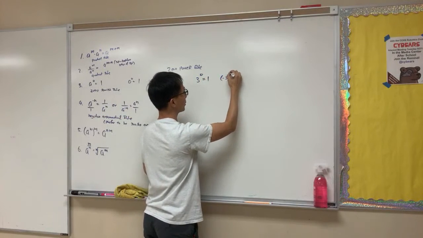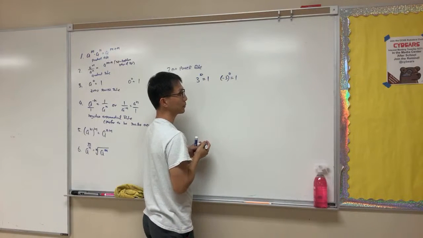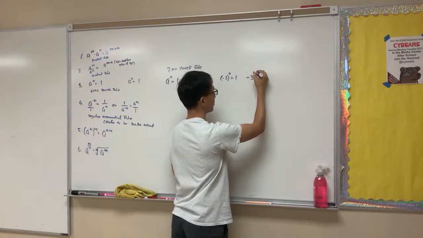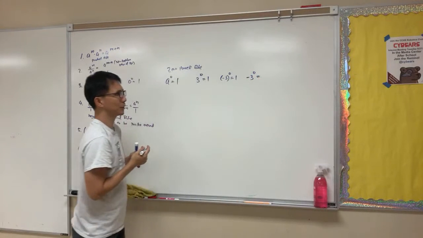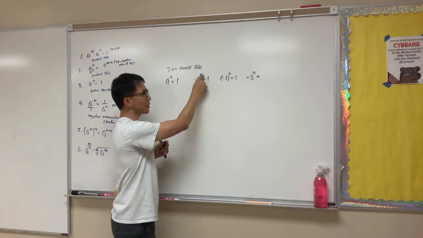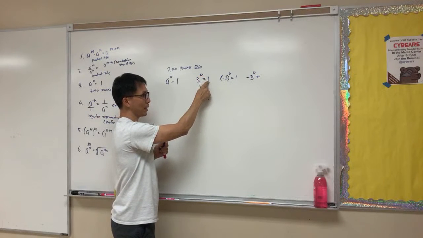Negative 3 to the 0 is 1. Be careful with the next one though. Negative 3 to the 0 power. Well, this one you have to be careful. This one's 3 to the 0, so anything to the 0 power is 1, right?